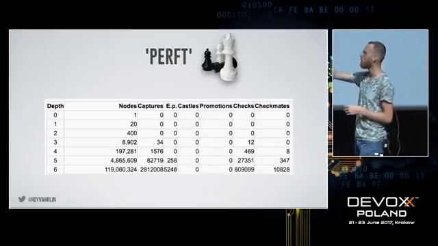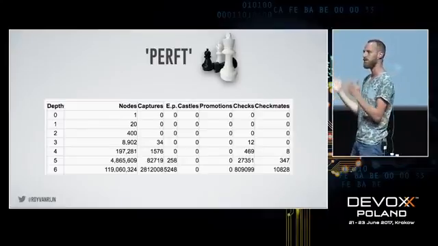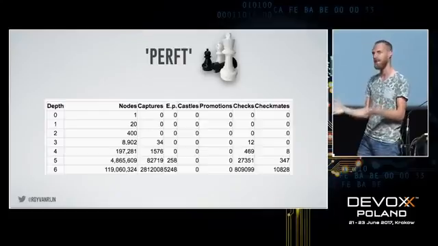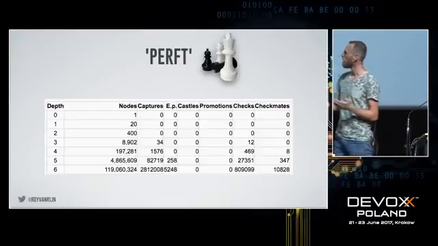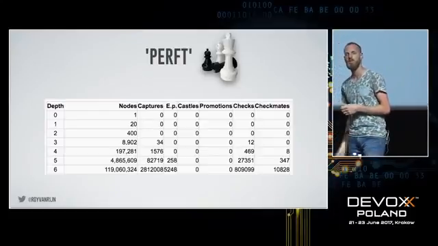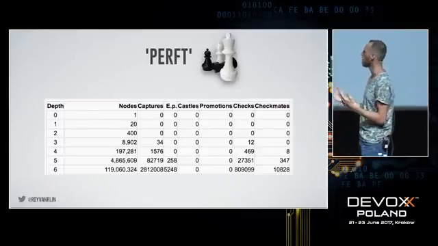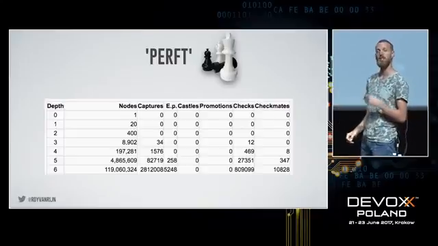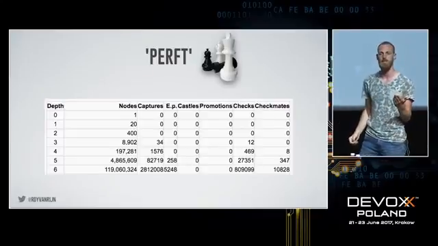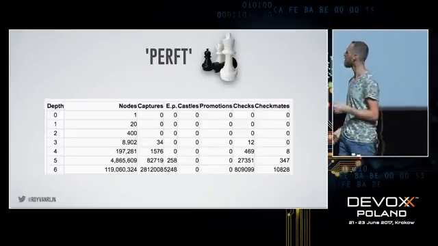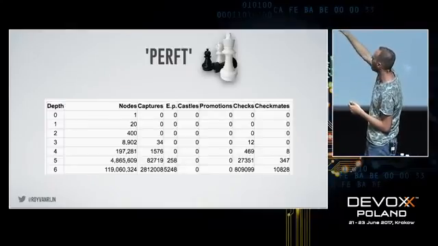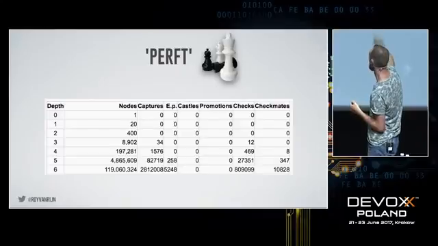When we start at depth 0, there's just one node. That's the starting board. That's how you place the pieces when you want to play a game. From that, we can do 20 different moves. So white starts, you can do 20 different moves. At depth 2, there are 400 moves, because black can also do 20 starting moves. And at that point, there's still no capture, no en passant, no castling, no promotions, no checks, and no checkmates.